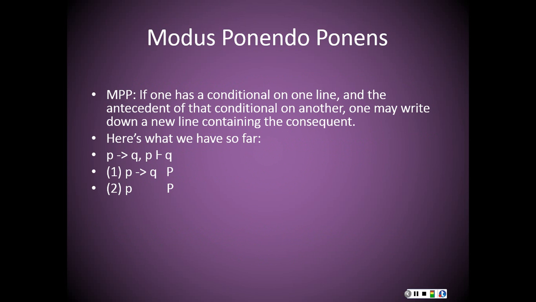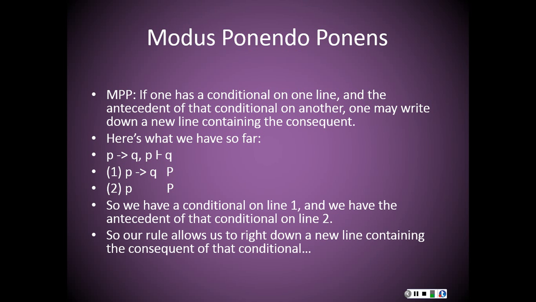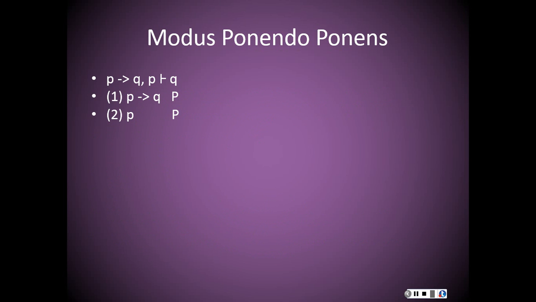We were able to write down the 2 lines containing our premises. On line 1 we have P arrow Q, so on line 1 we have a conditional. On line 2 we have P. Notice that P is the antecedent of the conditional on line 1. So the rule of modus ponens tells us that because we have a conditional on line 1 and because we have the antecedent of that conditional on line 2, we are permitted to write down the consequent of that conditional.